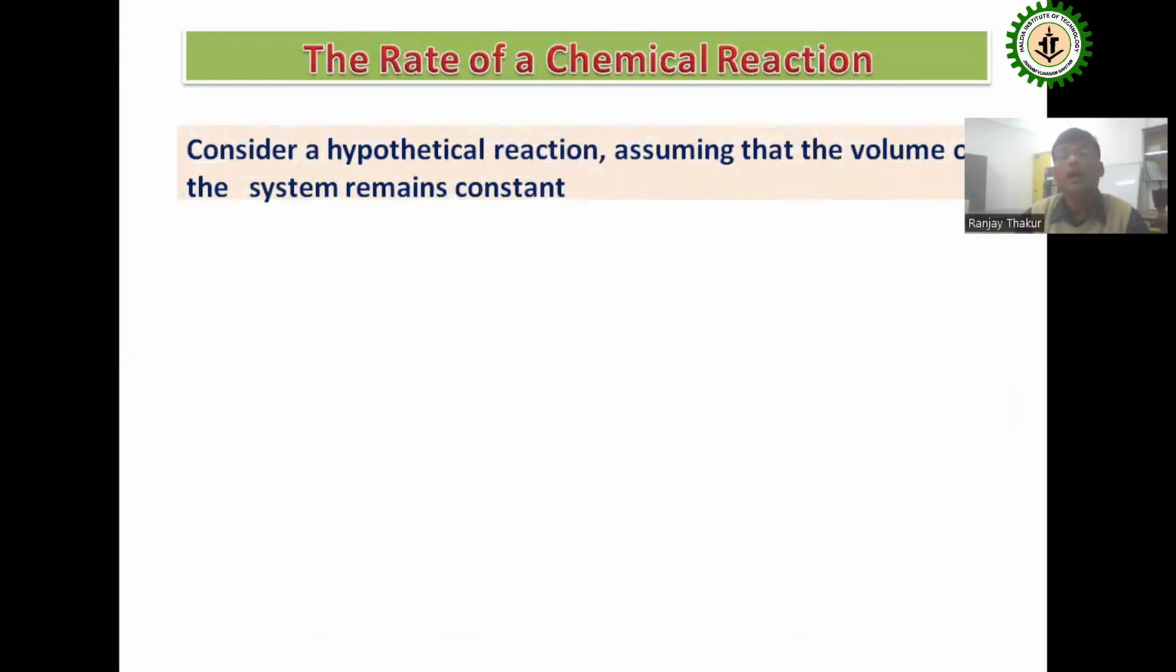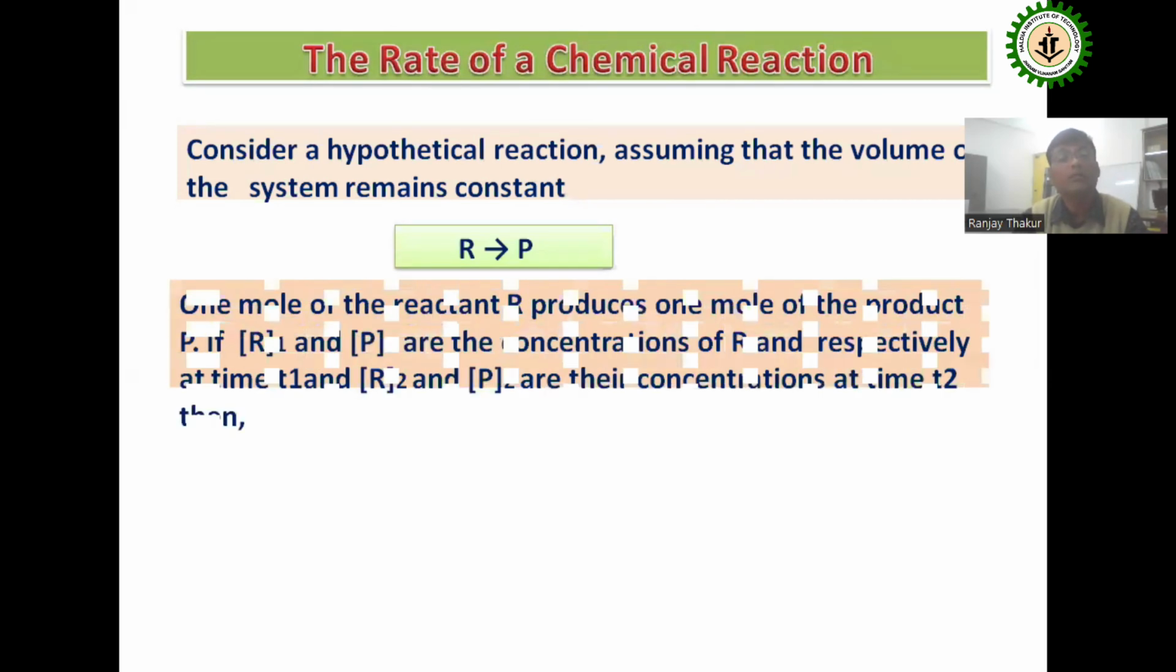Now, consider a hypothetical reaction, assuming that the volume of the system remains constant. Suppose R denotes the reactant and P is the product. This is a unimolecular reaction, where one reactant is converted into product. So R, the reactant, is converted into product P. Suppose 1 mole of the reactant R produces 1 mole of the product P.